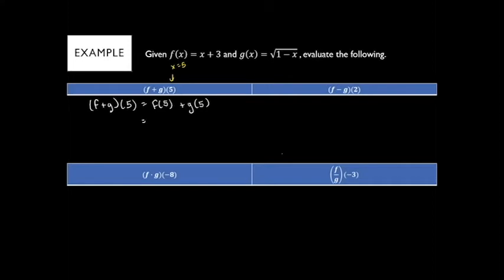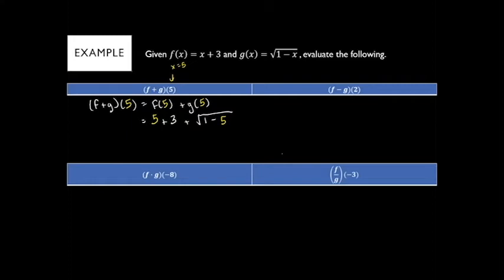So we had done f plus g. That was x plus 3 plus the square root of 1 minus x. So everywhere we see x, we're replacing it with 5. Maybe I should color code this. So instead of x plus 3, it's now 5 plus 3. And then instead of the square root of 1 minus x, it's the square root of 1 minus 5. So you plug in those numbers, and then you follow the order of operations on the right.